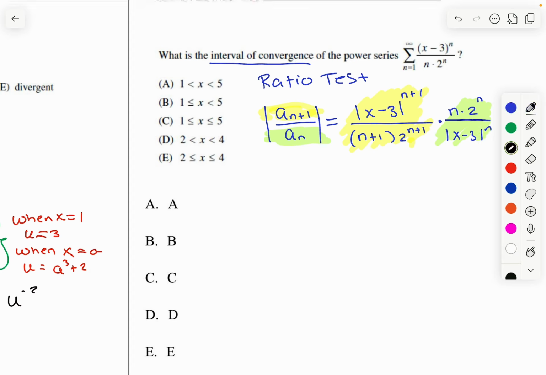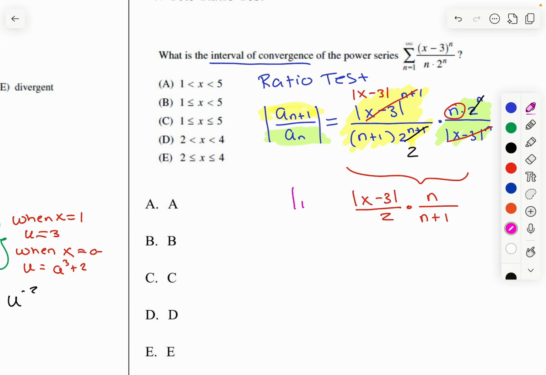Now we do some division, so I get a 2 down here. That goes, I get 1 copy. And so in the end, just to rewrite it nicely, I have the absolute value of x minus 3 over 2. And then I also have an n over an n plus 1.